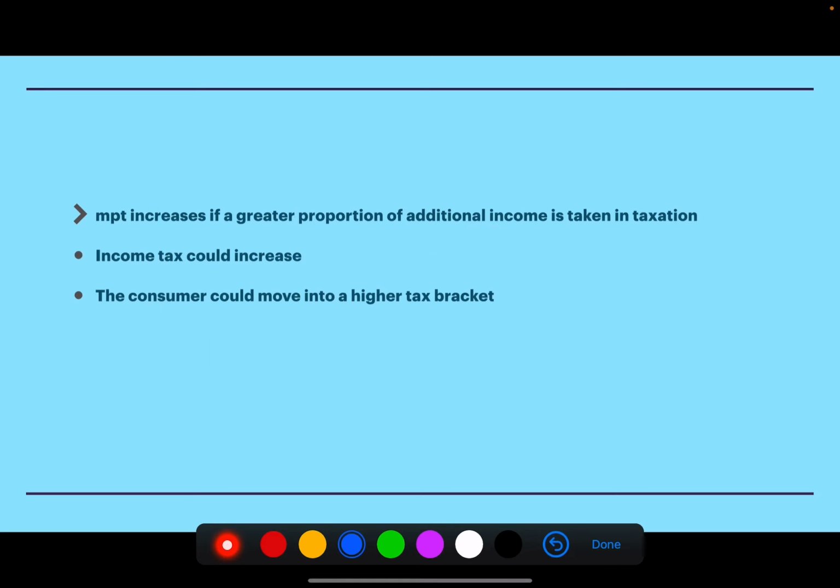Looking at taxation, that means a bigger proportion of income is taken in taxation. So maybe the government changes income tax rates, so they increase the percentage that you're paying, or the consumer might have moved up into a higher tax bracket. So the government might have moved the tax brackets down. So instead of saying once you've earned 50 grand, you pay 40% tax, they might move that down to 45 grand and you're paying 40% tax. So both of those things mean that the consumer is being charged extra tax on additional income.